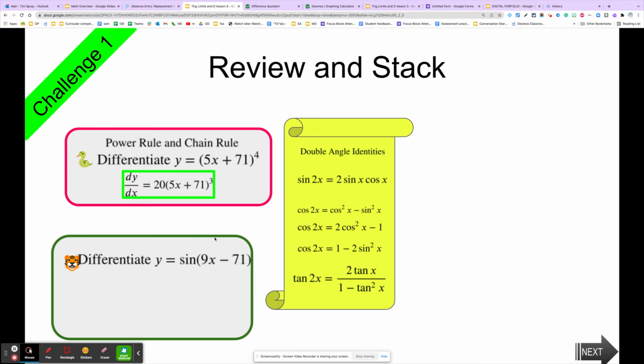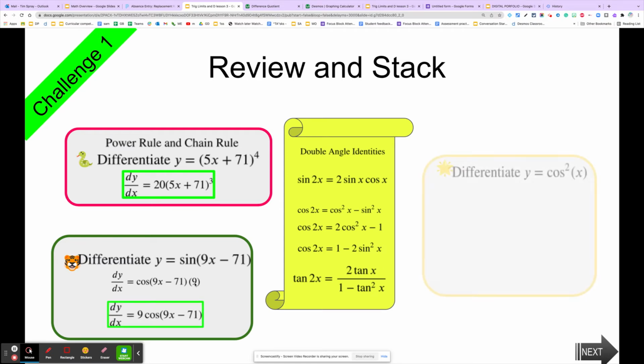Now the derivative of this guy, of course, you're going to take the time to do this, so pause the video. And of course, what we're going to do is the derivative of sine is cos 9x minus 71, and then the derivative of 9x minus 71 is 9, and that's how we would leave our answer with the coefficient in front. Let's look at one that's a bit more complicated.